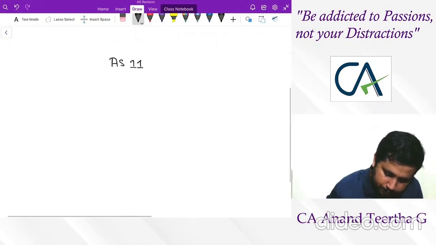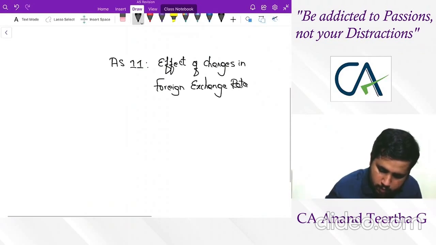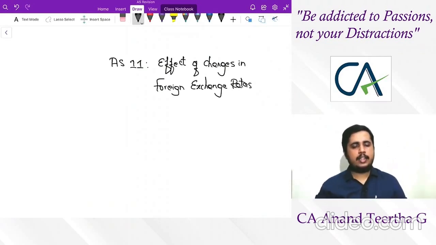Deals with effect of changes in foreign exchange rates. Now, what is the title all about and how are we supposed to interpret them?